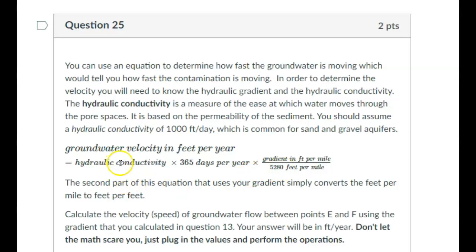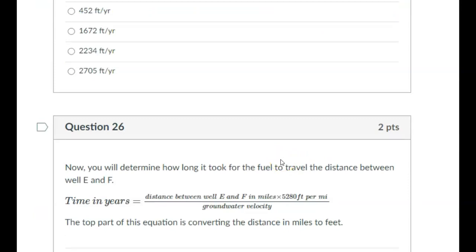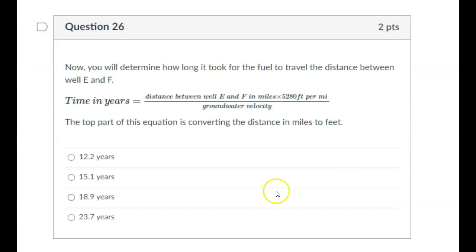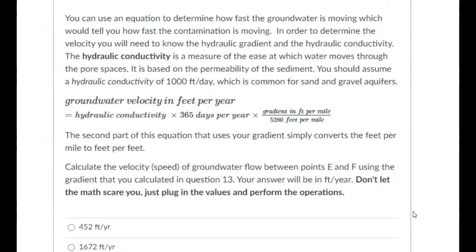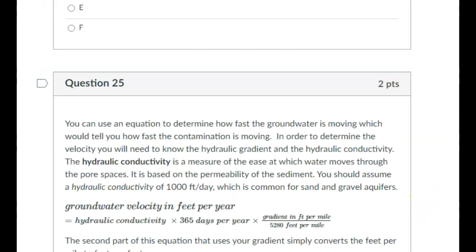So you're plugging in that's given to you, that's given to you. You're just going to find the gradient from a previous question and plug it in, and voila, you will get an answer. And then from that, because we know the speed, if we know how far away the polluter is, we can tell you how long it will take for it to go a certain distance. And so that's what this last question is going to have you do. So there's a little bit of, like I said, math, but it's mostly subtracting, multiplication, division. And even though some of the formulas look intimidating, they're really not. The values are there. Just plug them in and you should be okay.